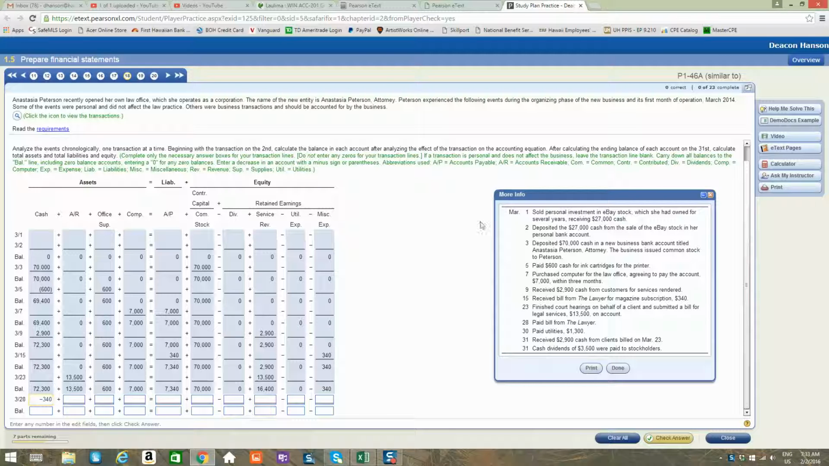And at the same time, by paying the bill off, the bill is decreasing. So the bill is sitting in accounts payable, an account that shows what the company owes. So I'm going to decrease that obligation by $340.